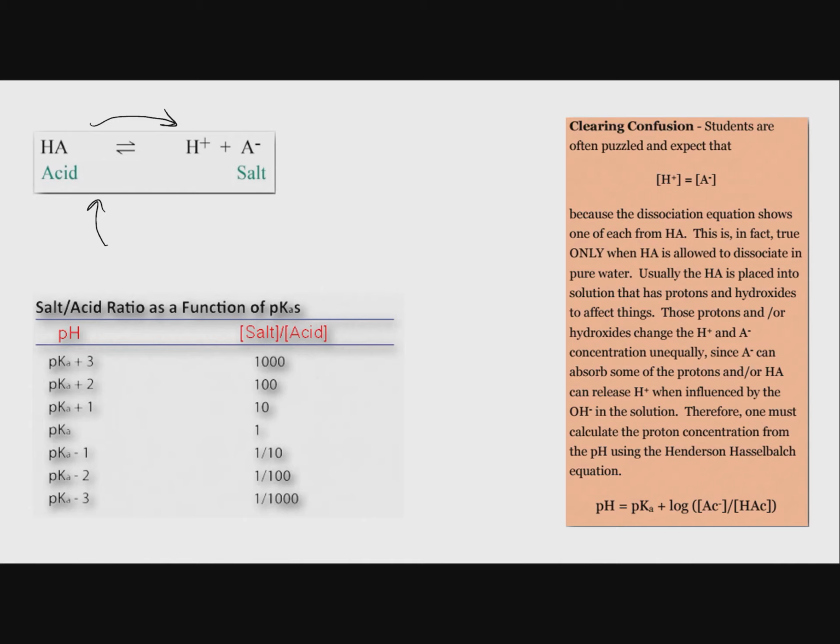And so what we usually do is we figure out the pH, or we figure out how much hydrogen ion there is, and then we can usually use that in stoichiometry or a mole-to-mole ratio or something to figure out the other.